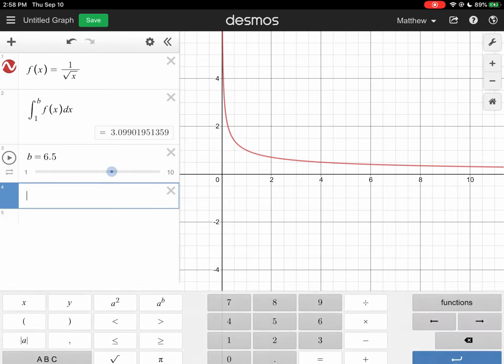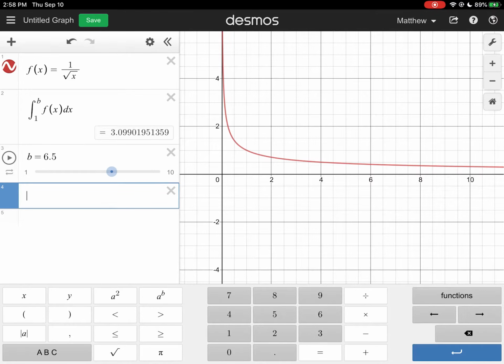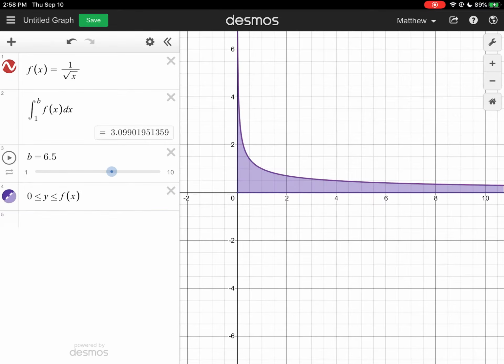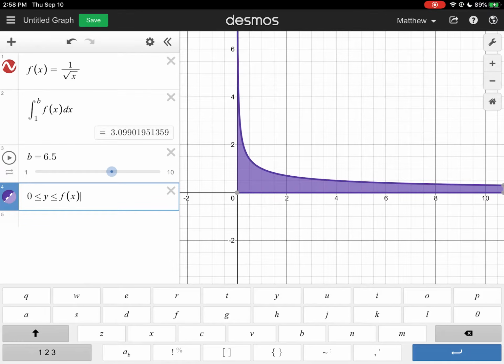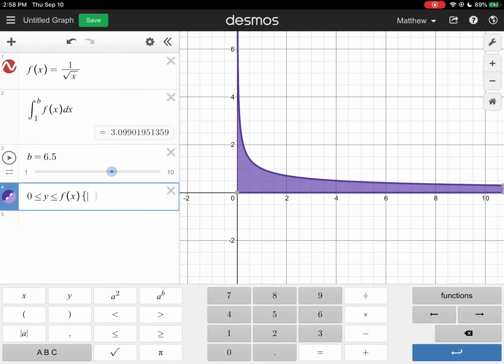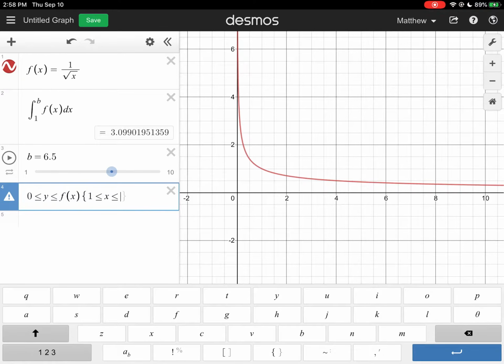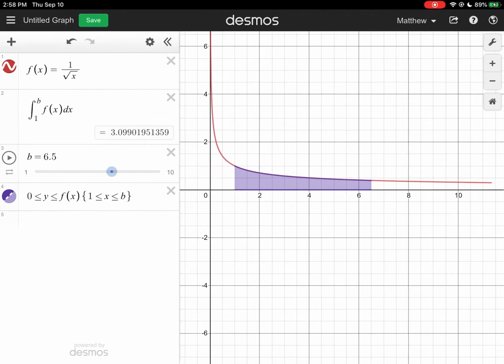To get the shading, we want to shade above the x-axis but below the function. So we create a double inequality. We want 0 less than or equal to y, less than or equal to f of x. That shades below the function, but if you want to crop the shading, do some curly brackets right after the inequality, and then put the limits of integration essentially. We want to shade from 1 to b. So we'll say 1 less than or equal to x less than or equal to b. And now look what's happened here.